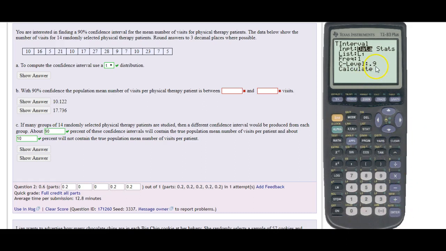And it is a 90% confidence interval, so 0.9. And then I'm going to go down to Calculate and Enter. And it might take a second or two to come up with our interval. And there's our interval, 10.122 and 17.735. And sometimes there's a little bit of rounding, but that's not really that big of a deal. It just depends on how the calculator rounds your numbers or your intervals.